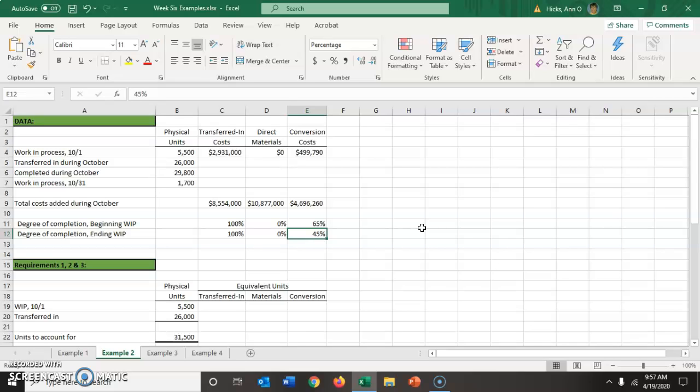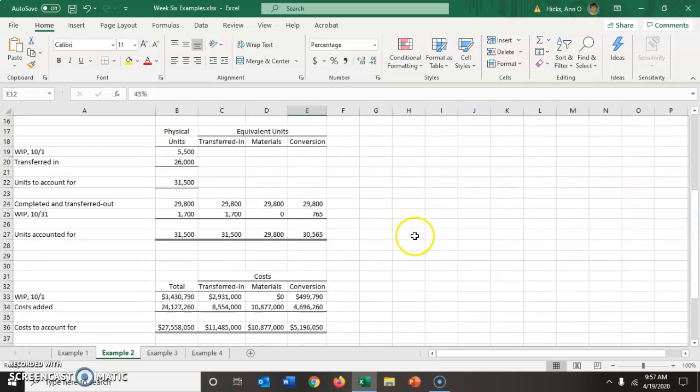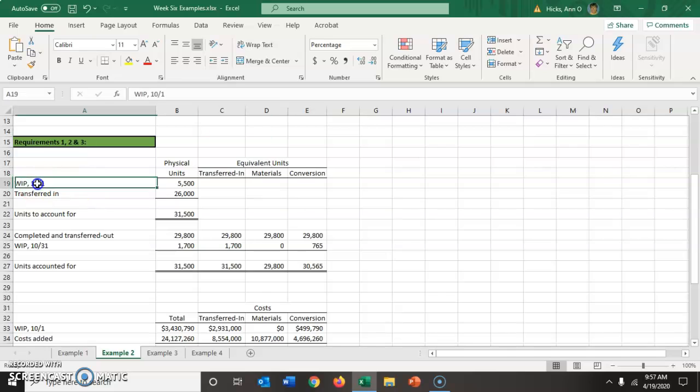Similarly to the previous example, we will use this information to calculate equivalent units, which is what we're going to do next. WIP on October 1 was 5,500. We transferred in 26,000 units. That all came from above. That leaves us with 31,500 units to account for.